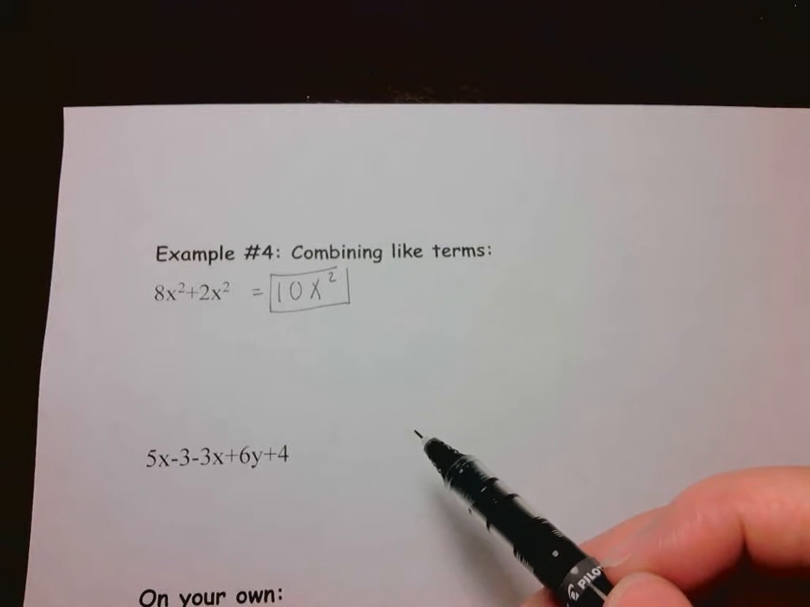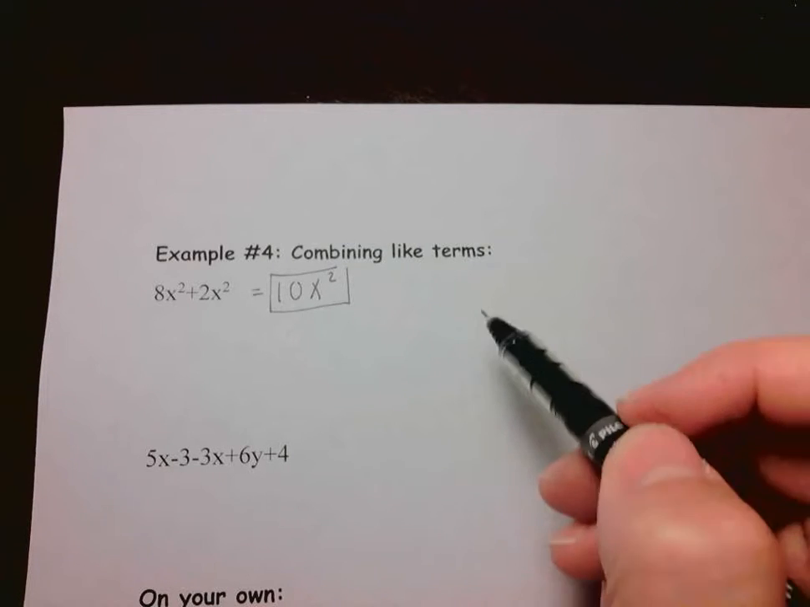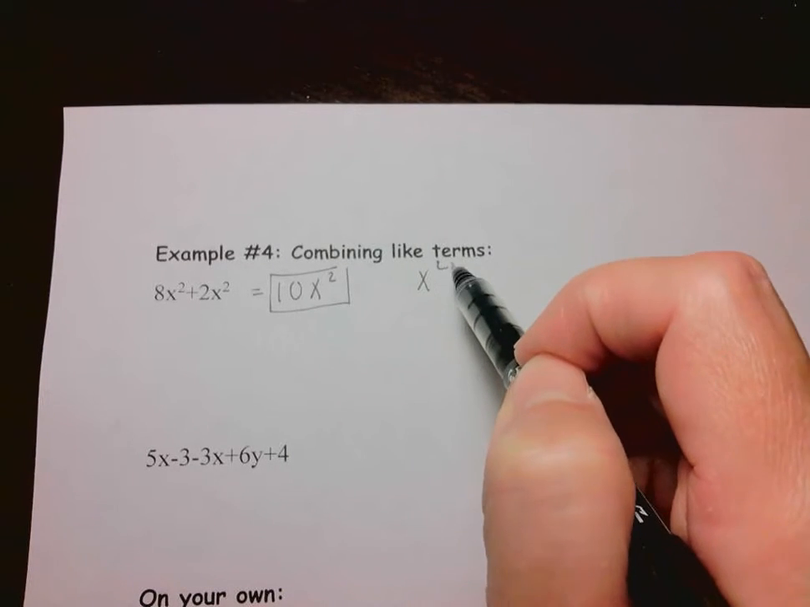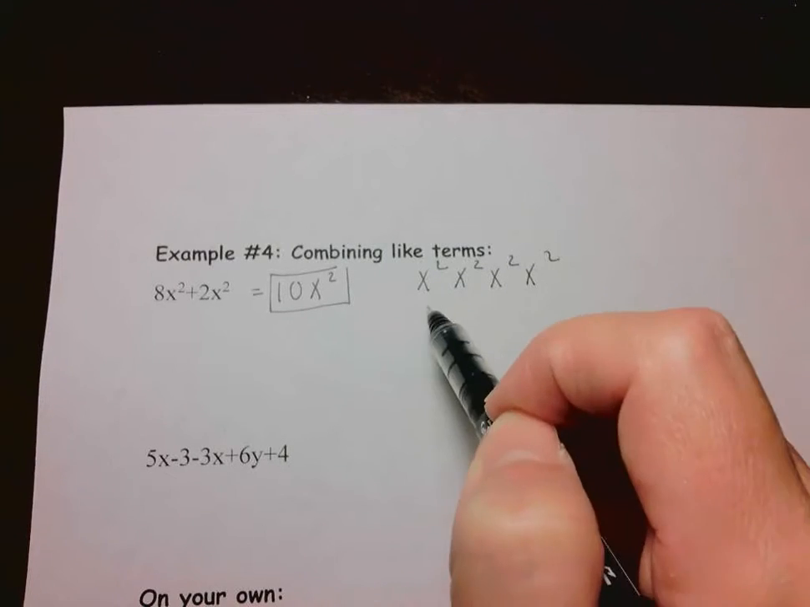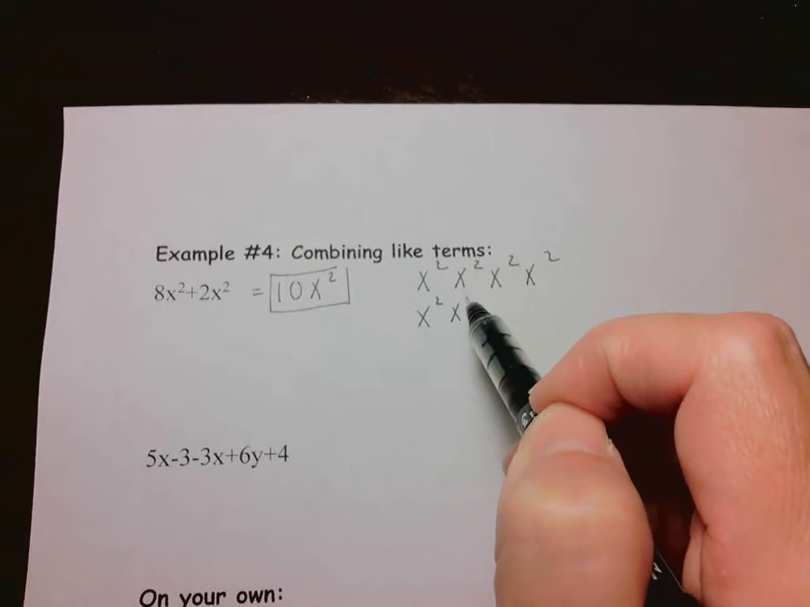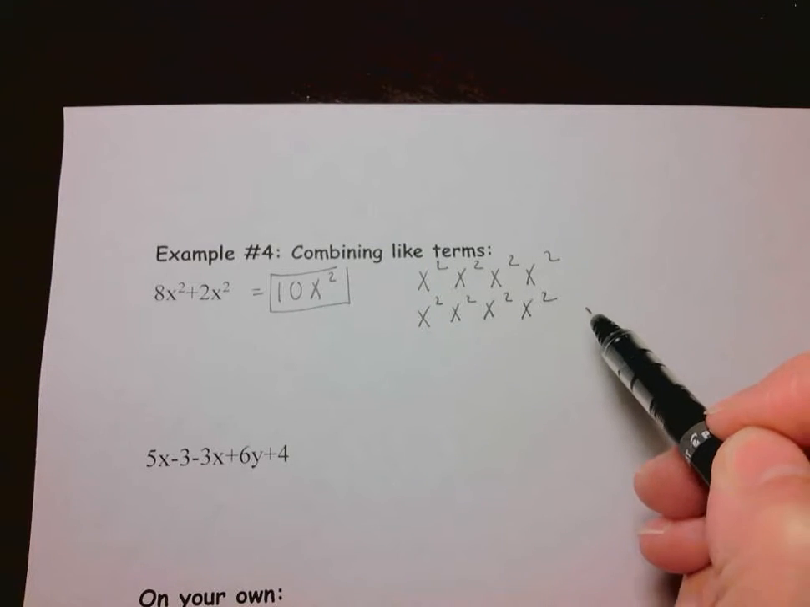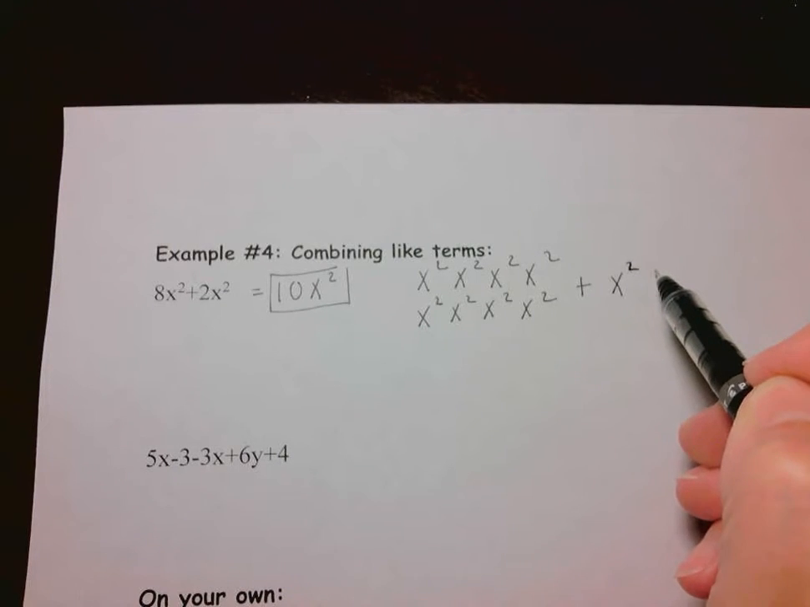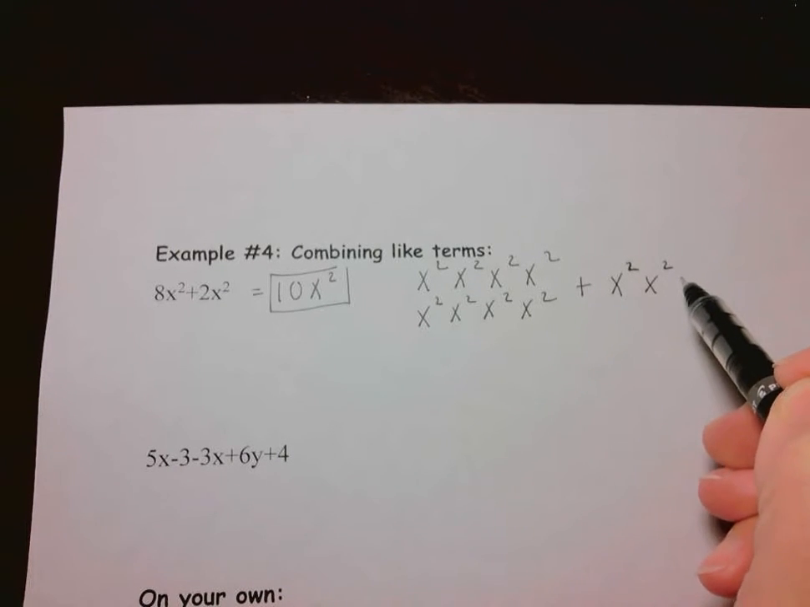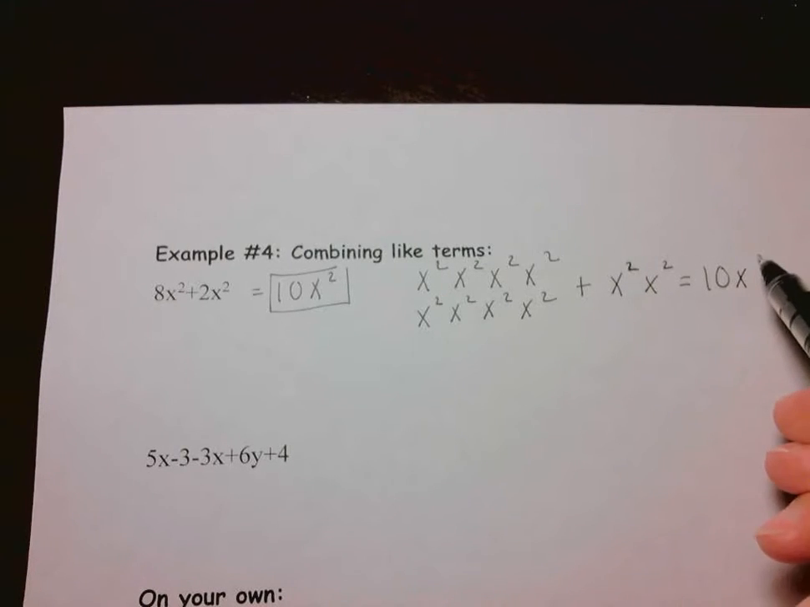If I have 8x squared plus 2x squared, what I'm saying is I have 8 x squares. I don't know what x squared is, but I know I have 8 of them. Then I'm adding 2 more. So then how many do I have in total? I have 10. I have 10x squared.